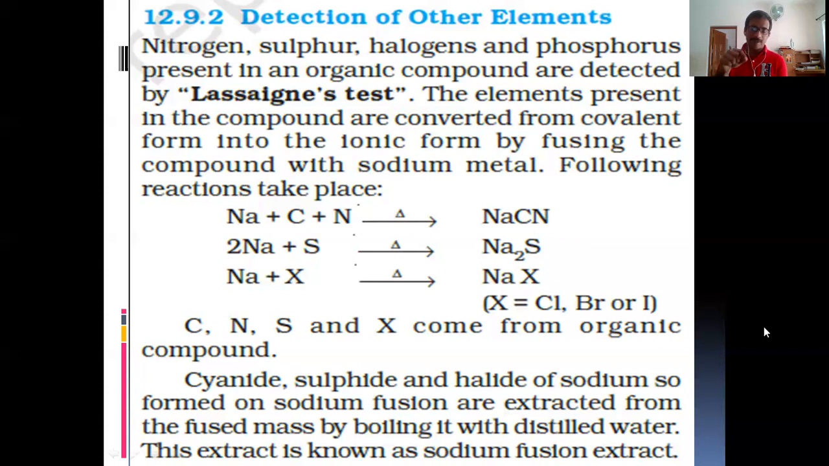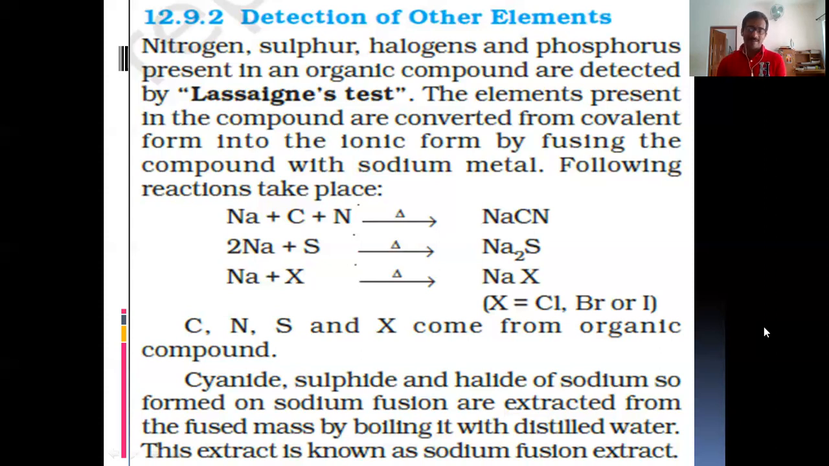You dip the red hot fusion tube into the water. That will break and the contents will dissolve in water. Boil again to dissolve completely. Then filter it. After removing all the solid substances, you will get a clear filtrate. That is sodium fusion extract or Lassaigne's extract.